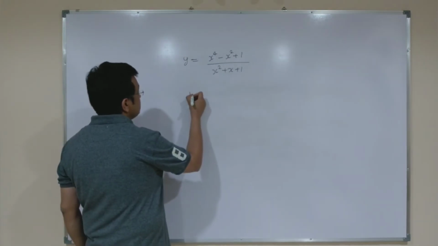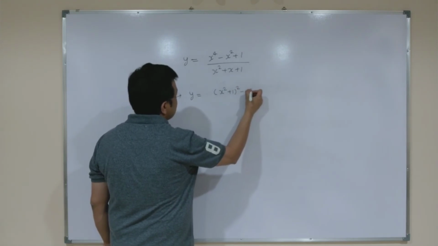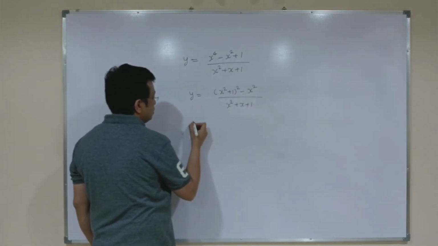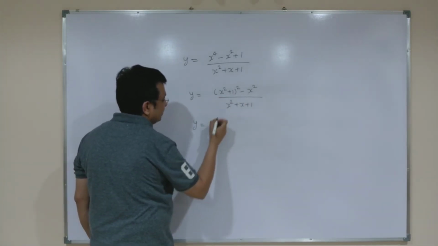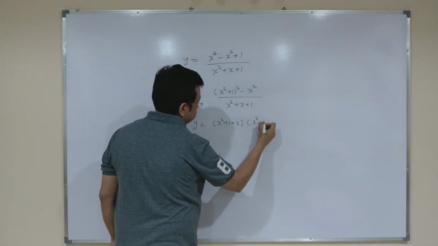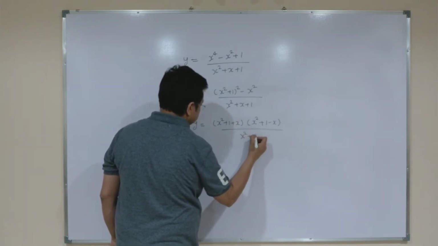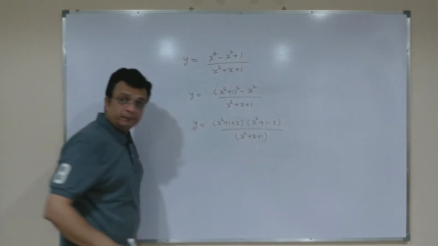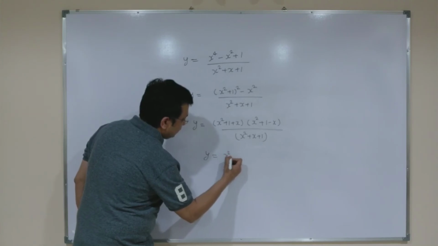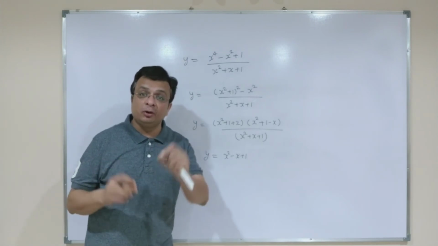Okay, so here first I will divide it. So y is equal to, can I write this as x square plus 1 whole square minus x square upon x square plus x plus 1? Here I am applying a plus b into a minus b. Fine, so this will get cancelled. What remains is y is equal to x square minus x plus 1. So I have simplified the function before differentiating.